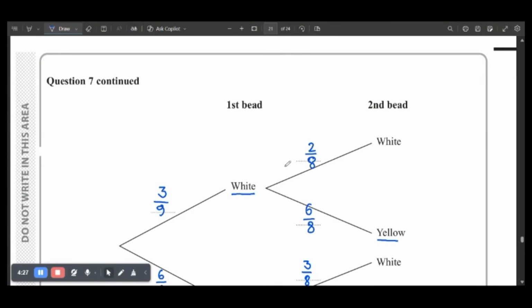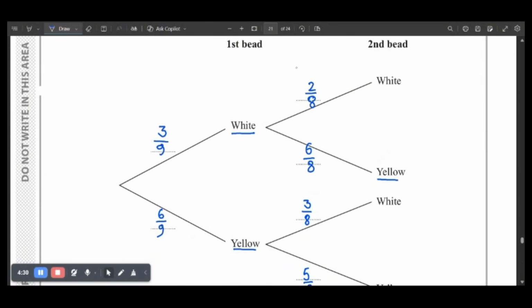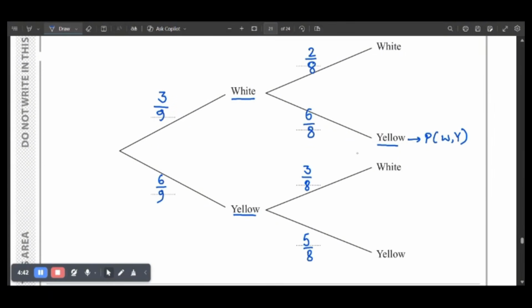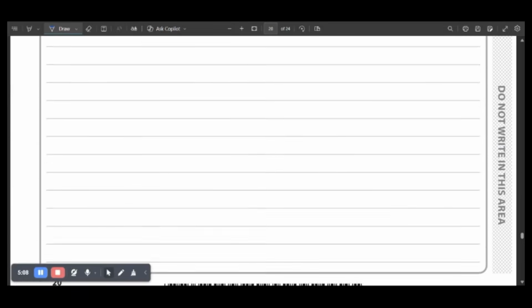So let us see which probabilities we need to consider. We have to consider this probability, the probability of choosing a white as the first bead and the yellow as the second bead. Another combination that is eligible for this question is the probability of choosing a yellow bead as the first bead and white bead as the second. Notice that for both of these probabilities there is exactly 1 yellow bead that is chosen. So to find the probability in B, we have to consider both of them. To be more specific, we have to add them up.